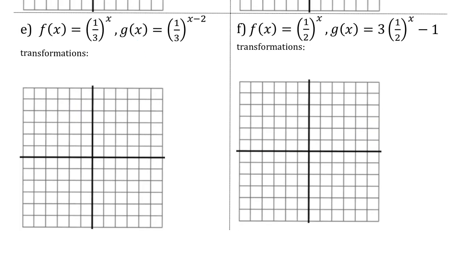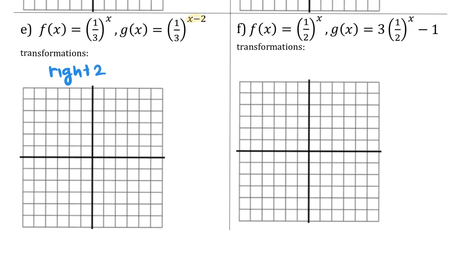Okay, last two have a fractional base. So this is my parent function, f of x equals 1/3 to the x, g of x equals 1/3 to the x minus 2. And the only change is we're doing x minus 2, which means it's moving to the right 2. Okay, let me go ahead and graph my parent function.